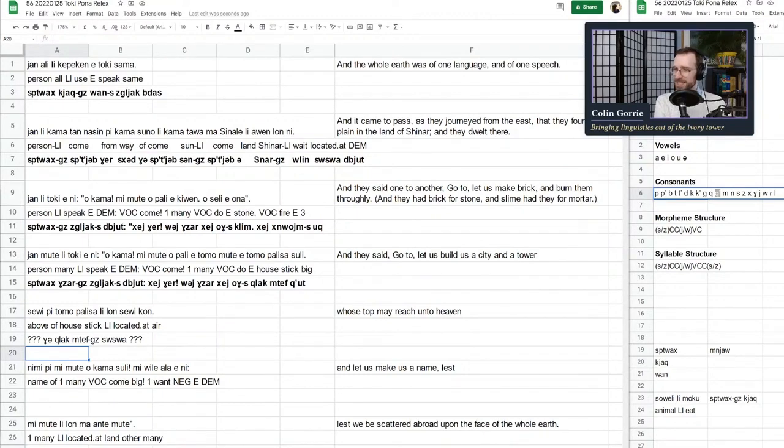Glod, yes, thank you, this is perfect. Glod will be above. And then chloop could be air or heaven. So this is translating "whose top may reach unto heaven." Glod, klak, mtef, swa, chloop.